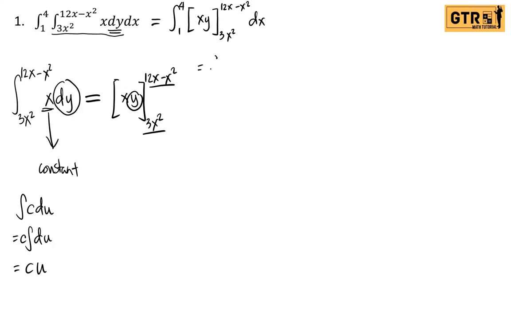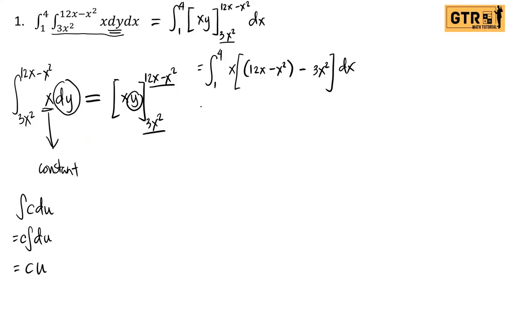Okay, so therefore we have, so integral of 1 to 4. So we have, substitute the upper limit to y. So we have x times 12x minus x squared. Okay, so x times 12x minus x squared, and then minus, so we can factor out this x because this is a constant. Okay, so you can factor out the x. So we have x, so just substitute the value of y, and then minus, substitute 3x squared to y, so we have minus 3x squared. Okay, and then we have dx.